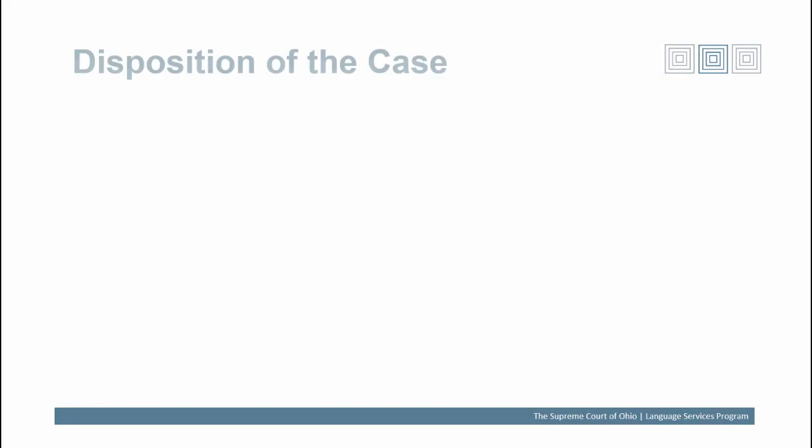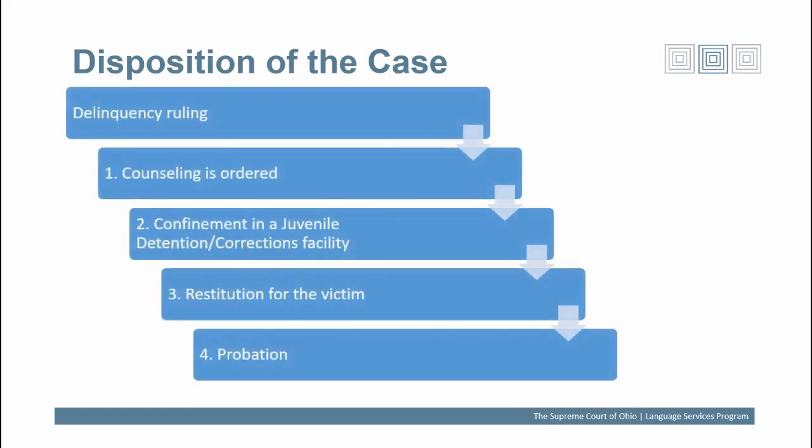The disposition of the case might go as follows. There is a delinquency ruling by the judge, and counseling is ordered, confinement in a juvenile detention or corrections facility is ordered, restitution for the victim is ordered, or probation is ordered. The judge could also order a post-disposition hearing to monitor the juvenile's behavior and progress.